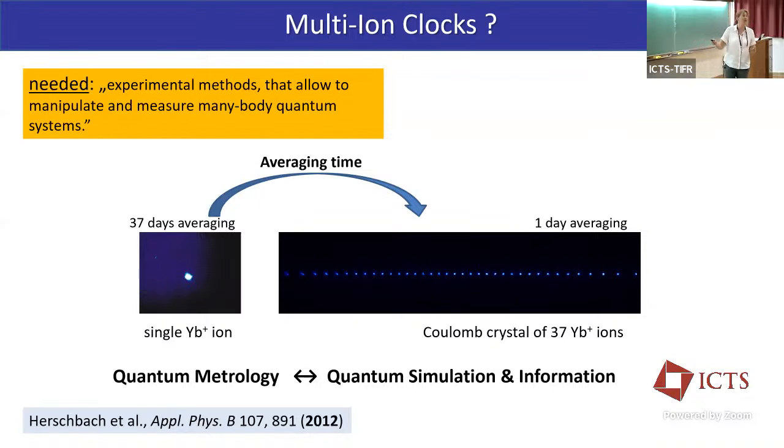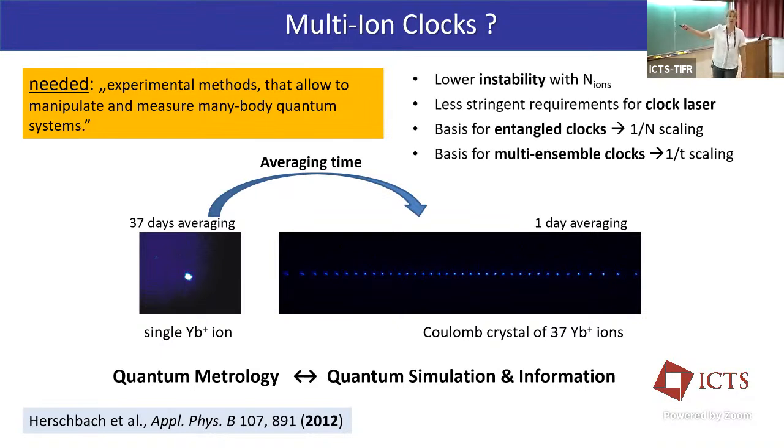Basically, the challenge I put out is we need now experimental methods that allow us to manipulate and measure the many-body quantum system. A single ion quantum system is not good enough anymore for metrology. We need quantum metrology with many ions. And there we use the synergies with quantum information and simulation.